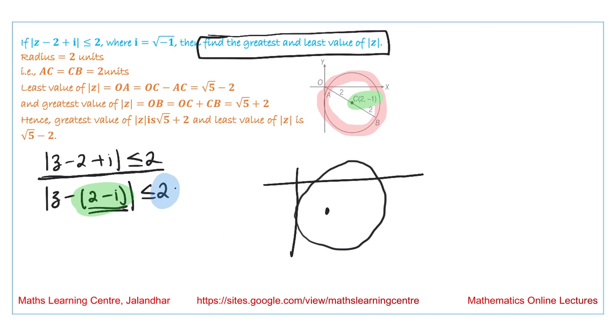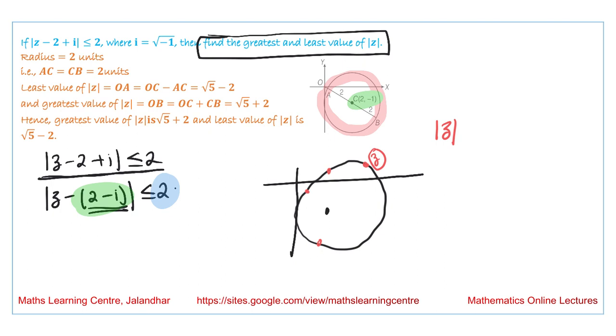So what is basically z? z is any point on this circle, that may be here, here, here. So z is basically the locus of all these points, the circle we are saying. We are talking about the greatest and the least value of mod z. We are not talking about the greatest and least value of z, because z is a complex number. So we are talking about mod z.